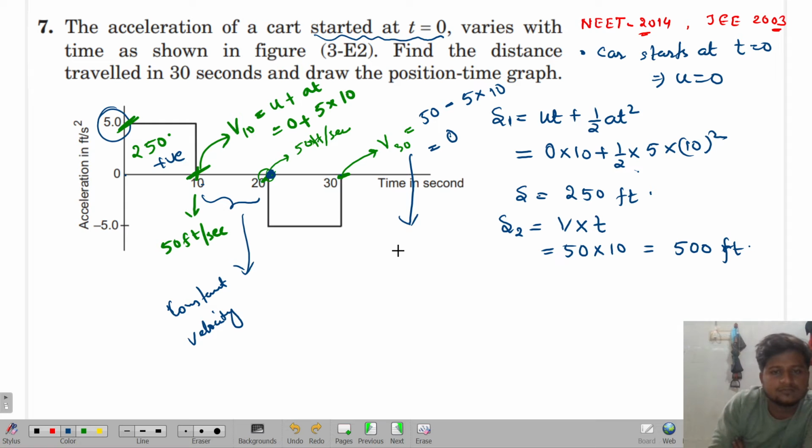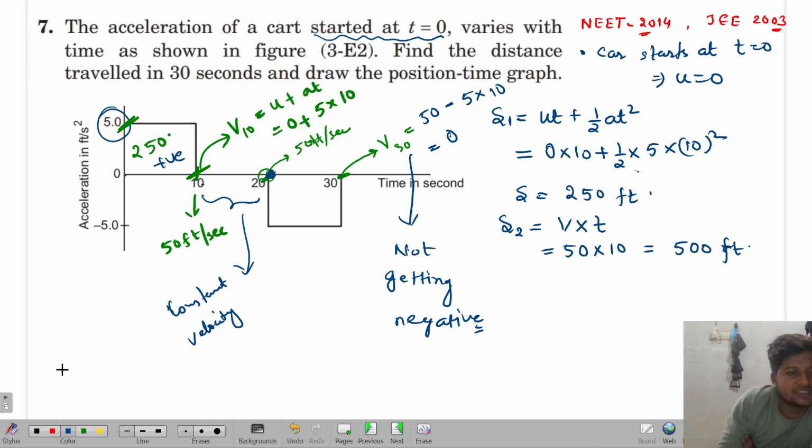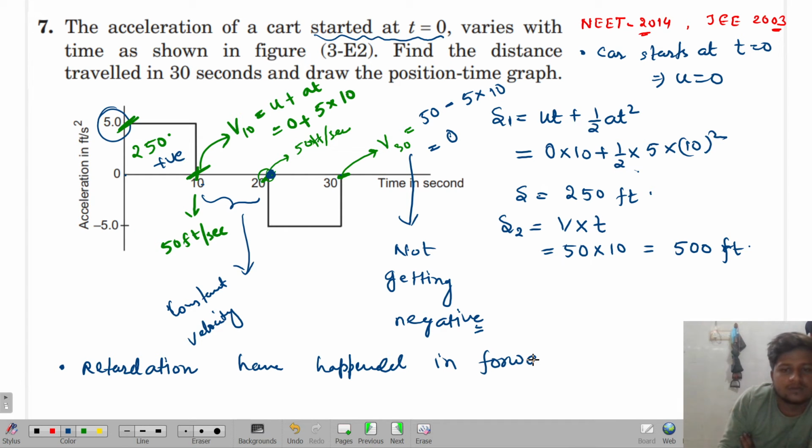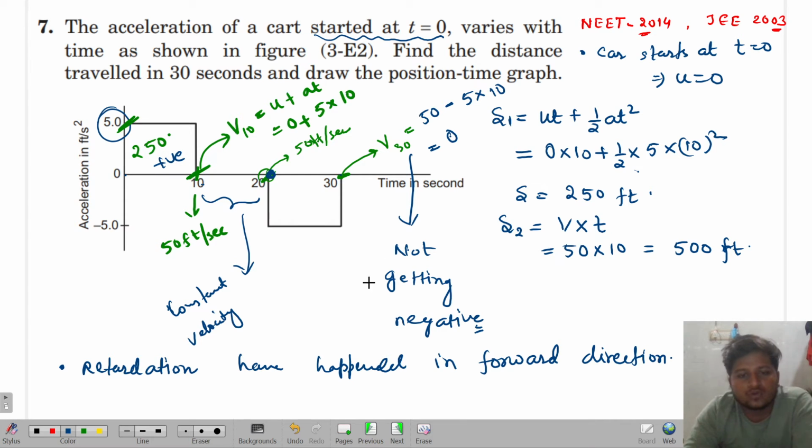Okay, not getting negative. So if velocity is not getting negative, you know now that the retardation has happened in the forward direction only. Got it or not, everyone? There are two kinds of retardation: retardation in the forward direction, retardation in the opposite direction. So here velocity is decreasing in the forward direction. So therefore distance is traveled in the forward direction.